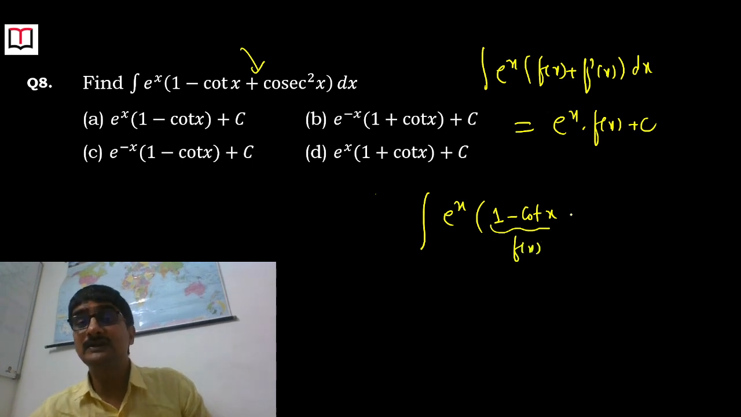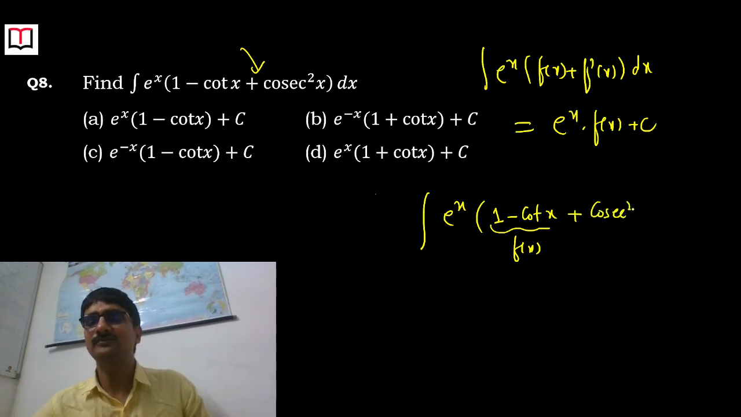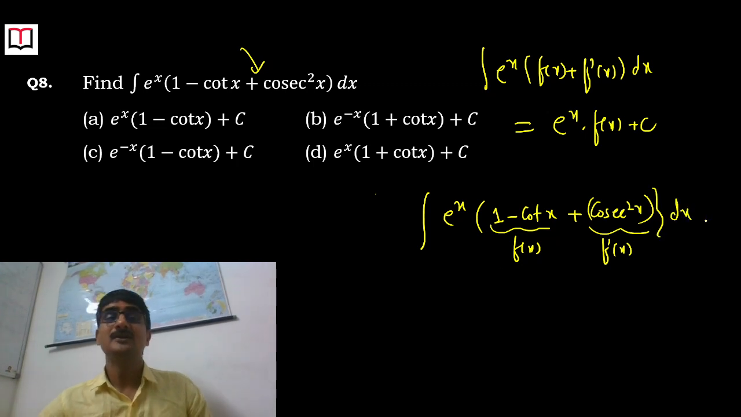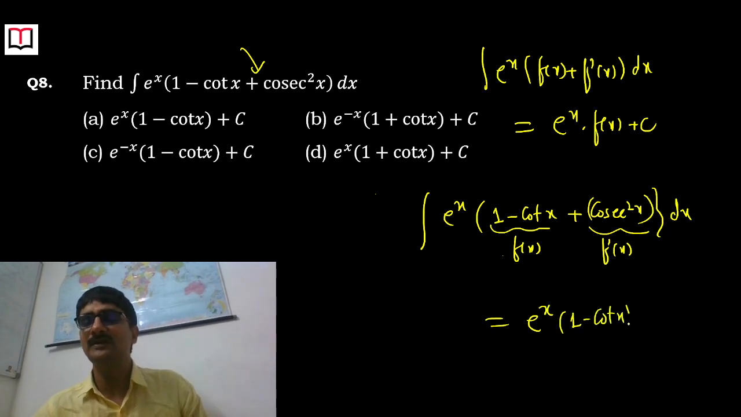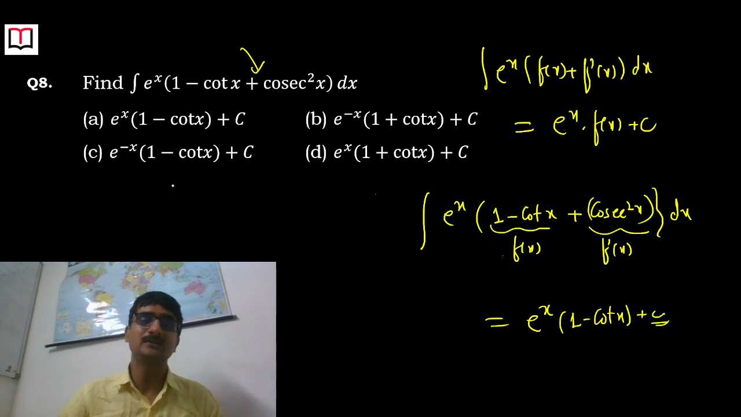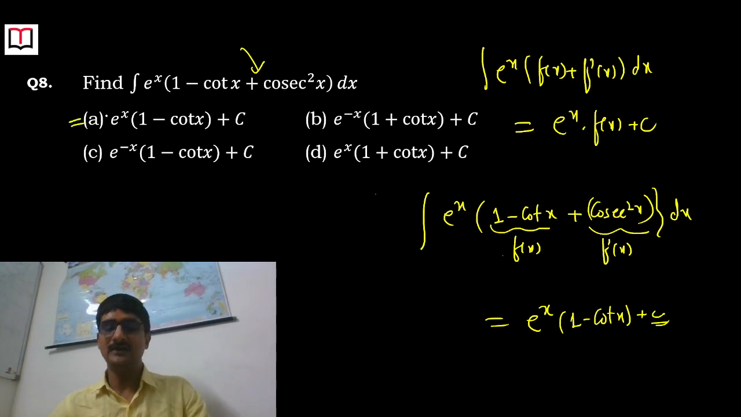Okay, if I write 1 minus cot x as the function f of x, then its derivative will be plus cosec square x. Why so? Because the derivative of cot x is minus cosec square, isn't that? So that's the function. So the simple answer is e raised power x into f(x), so e raised power x into (1 minus cot x). Okay, so one marker question. We don't need to do anything else. We just need the answer, and that's the answer, bachcho.